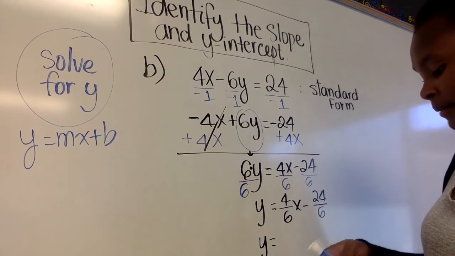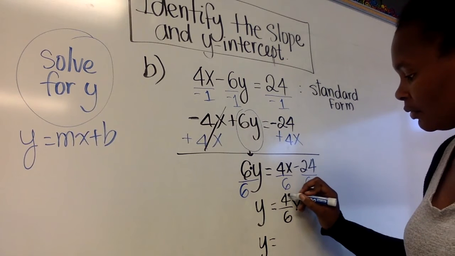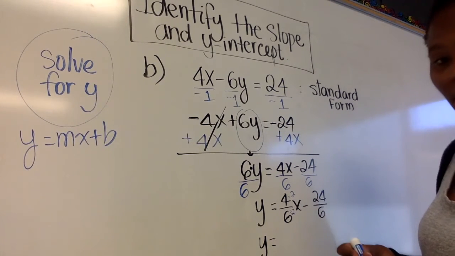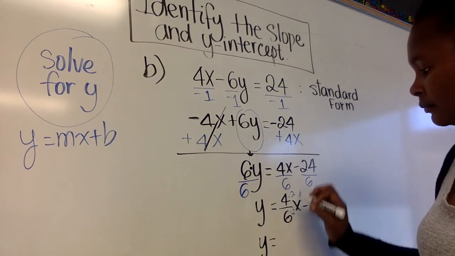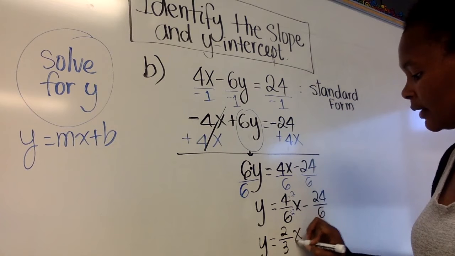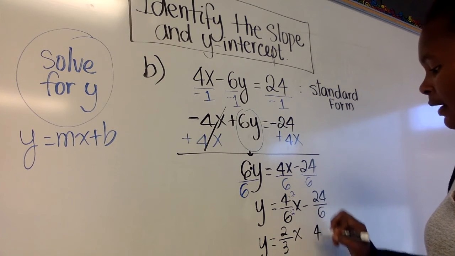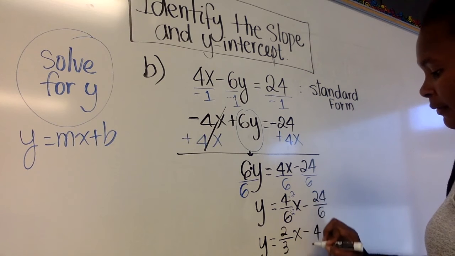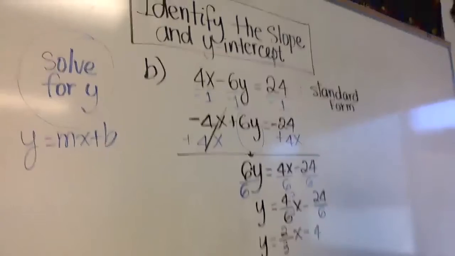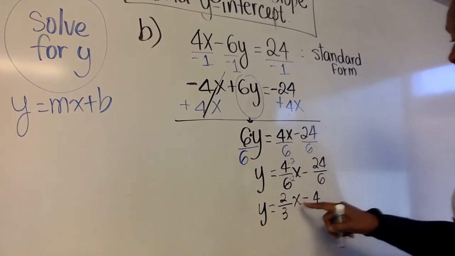Okay, I can simplify by dividing by 2, top and bottom, because the greatest common factor is 2. So I'm going to end up having 2 goes into 4 twice, 2 goes into 6 3 times, x, and then 6 goes into 24 how many times? Again, 4 times, and there's a negative. Positive divided by negative is a negative. So you can see that the equation of the line in slope-intercept form is y equals 2/3 of x minus 4.